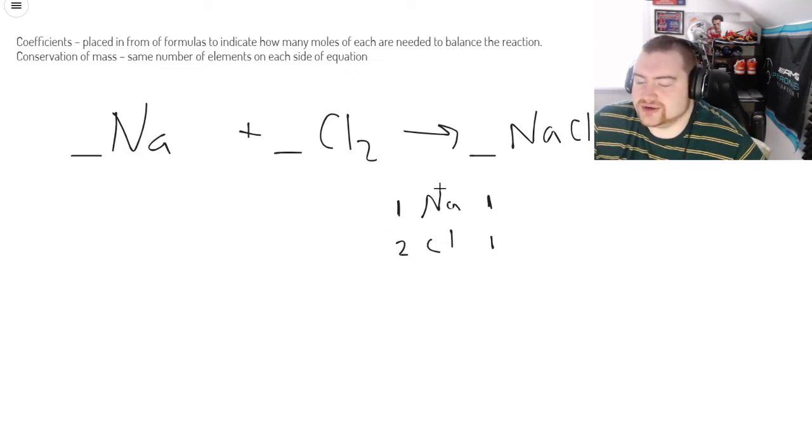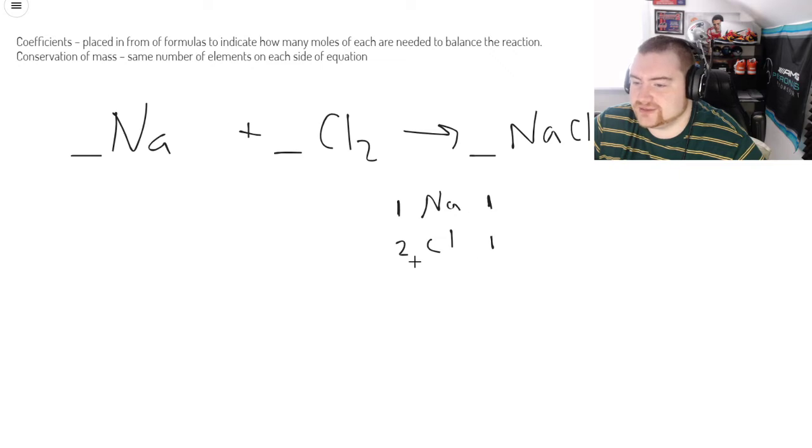So let's go down here and look at our elements. I have sodium, I have 1 on each side. Is that balanced? Yeah, so we're good. We don't have to do anything. Let's go down to the chlorine. I have 2 on the left and 1 on the right. So that's not good, right? That's not balanced. So what can I do to balance it?